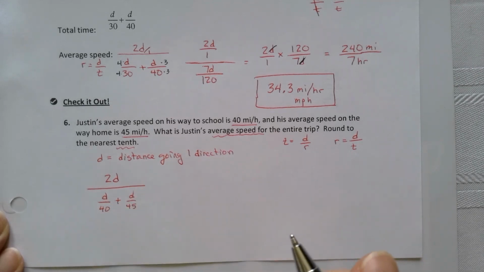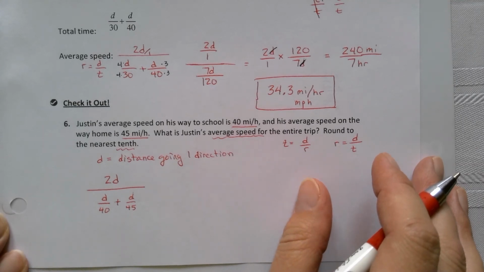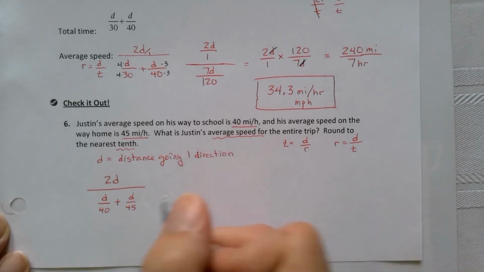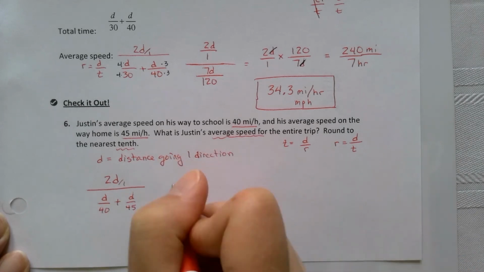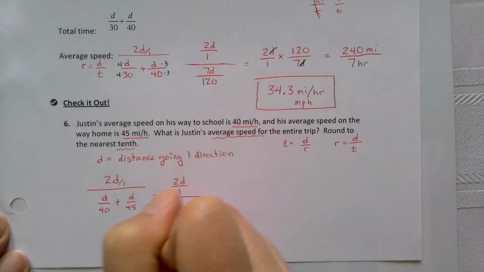So a lot of people are going to say, well, his average speed is about 42.5, and you're very close, but it's not exact. So we want to be careful with that. It's going to be close to that, but it's not going to be exact, because we're talking about a rate of change, and that is not going to be divided evenly. So here's what I have. Again, I'd put this over 1, and so I have 2d over 1, and I need to clean this up.